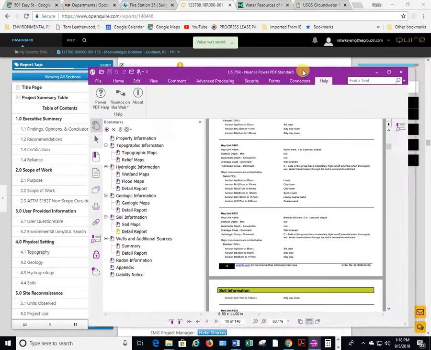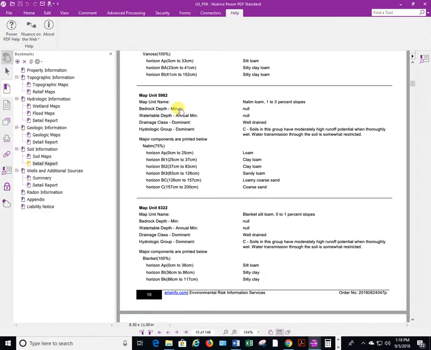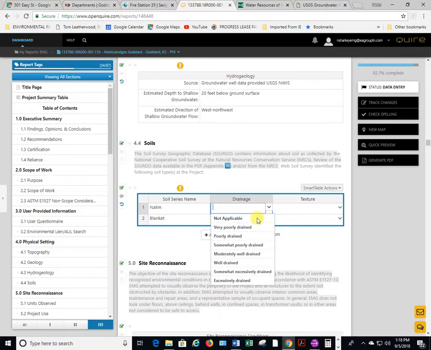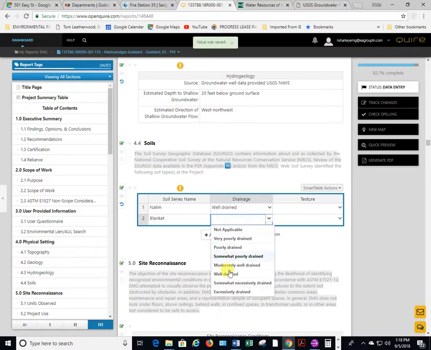Drainage for each one of those, it's on here. Still looking. Drainage class says well drained for Nalem, and drainage class for Blanket is well drained. So both of those will be well drained for the drainage. They got arrows there, well drained and well drained.